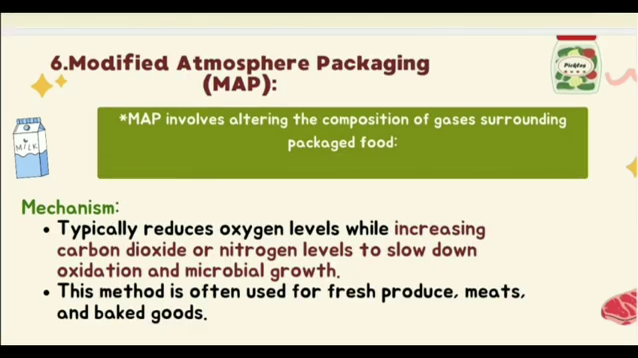Modified atmosphere packaging, which is also known as MAP. MAP involves altering the composition of gases surrounding packed foods. Its mechanism is typically to reduce the oxygen level while increasing the carbon dioxide or nitrogen level to slow down oxidation and microbial growth. This method is often used for fresh produce, meats, and baked goods.